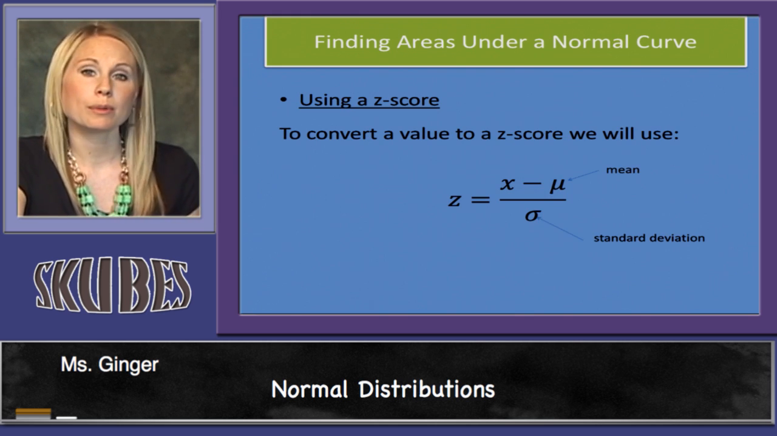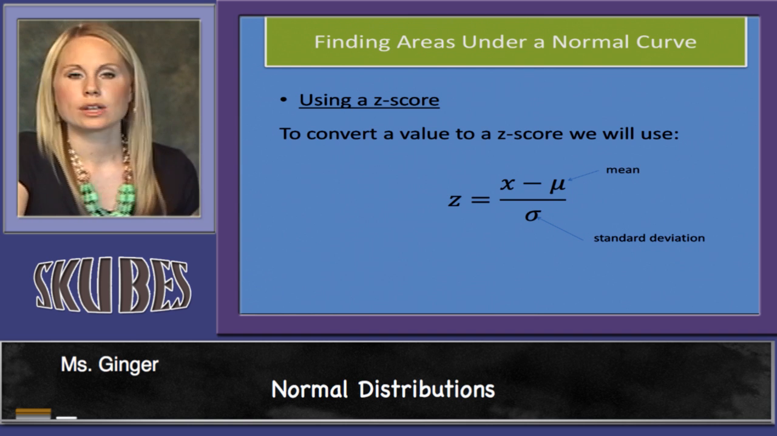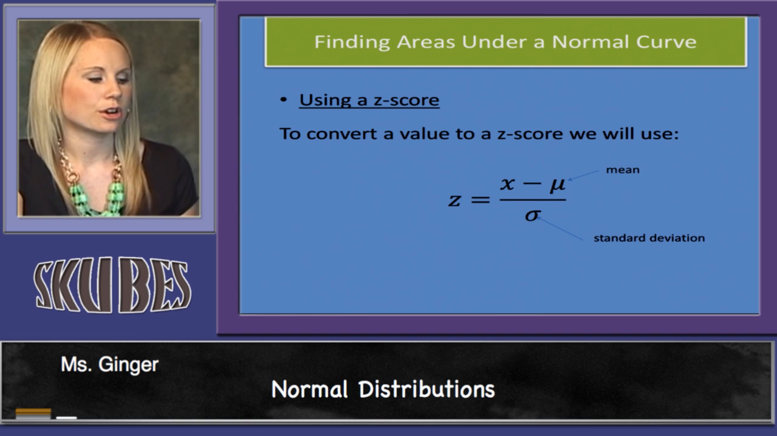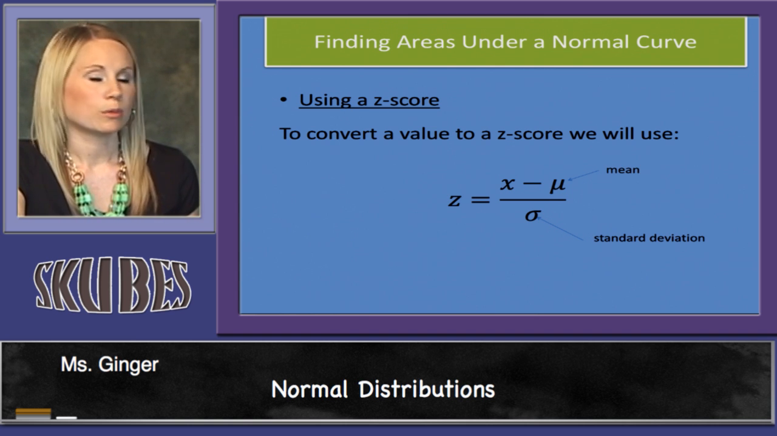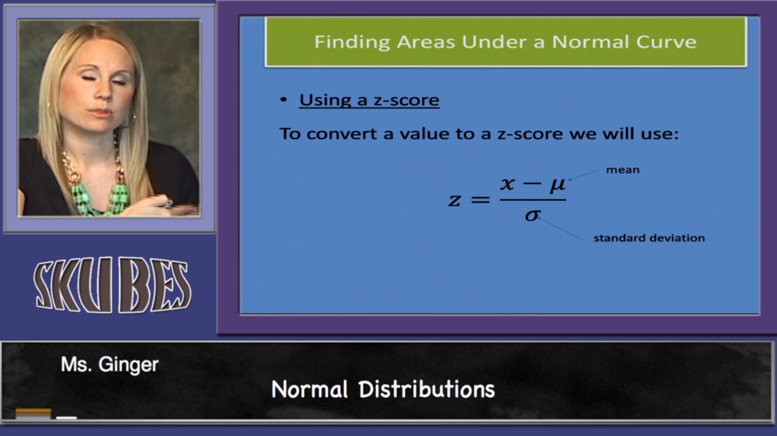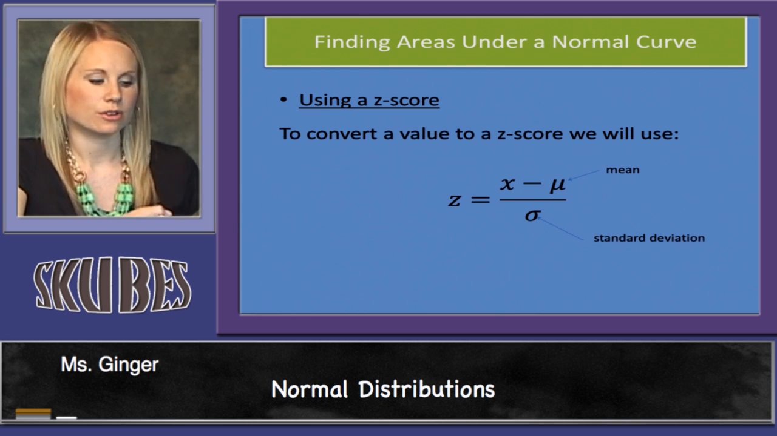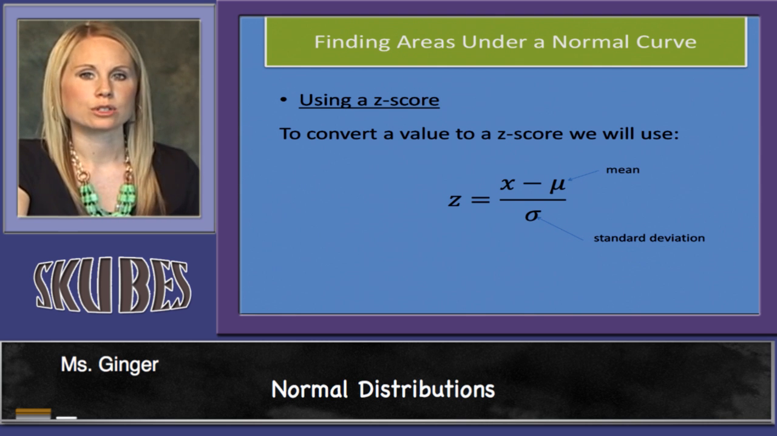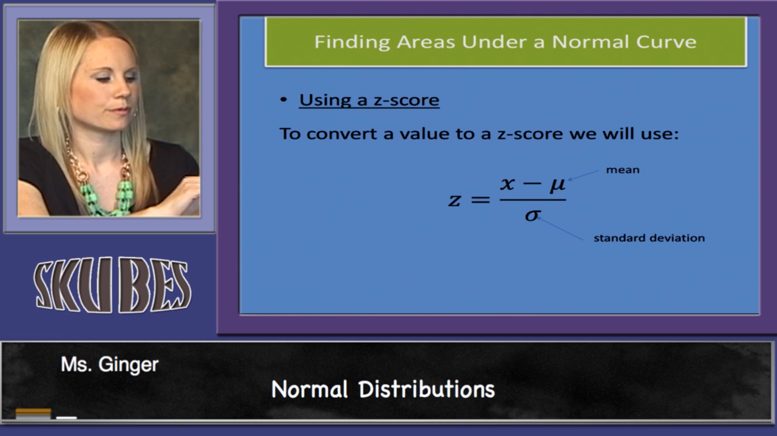Okay, when you come across that situation, when you cannot simply add up the percentages under a curve, you're going to want to use what's called a z-score. And you can actually use this every time. You don't have to use the method of adding up percentages under the curve. This will work every time, but definitely for those situations where you're unable to do it using the curve.